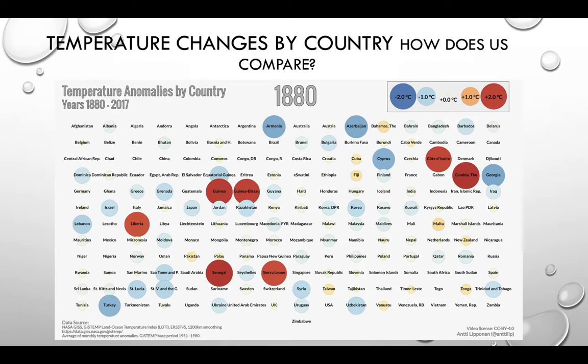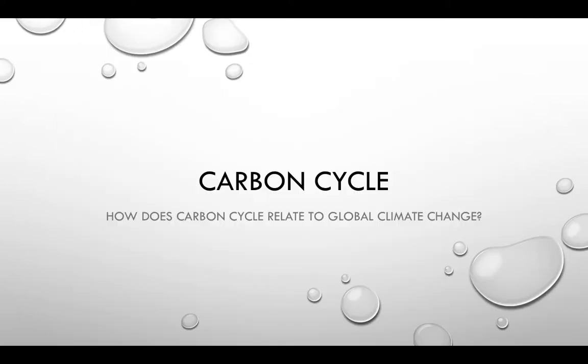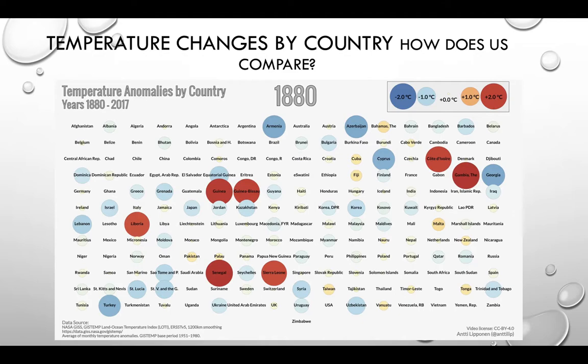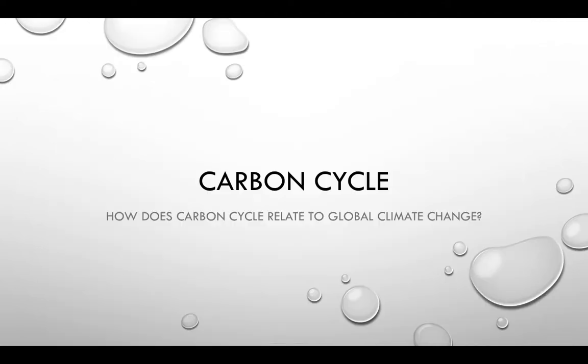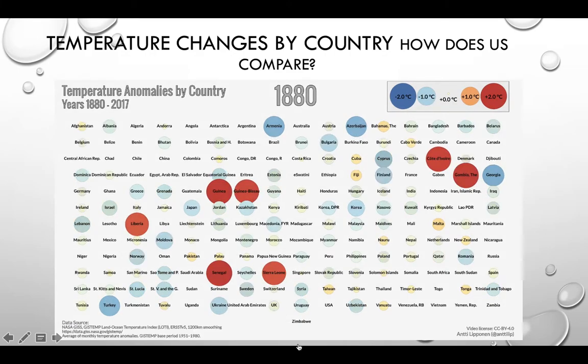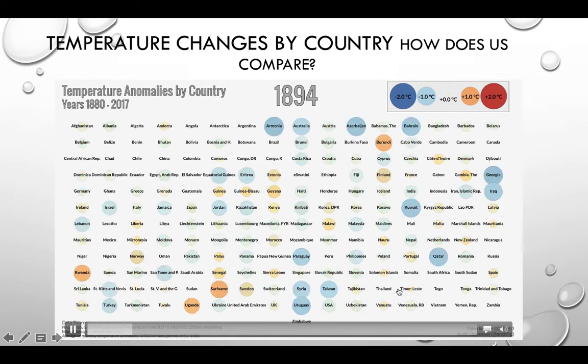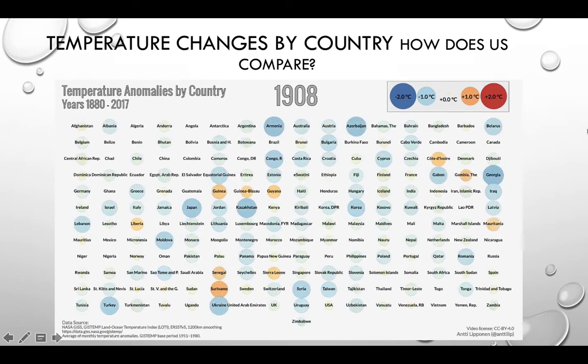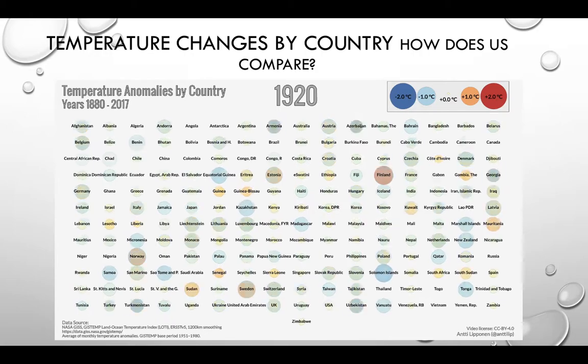Now here's one when we start thinking about countries. Let's see. Gotta click it, but I gotta find my mouse. There we go. Okay, so this one starts in 1880. You'll notice USA's down here. White means no change, red means a lot of change, and then we have dark blue, which means cooler.